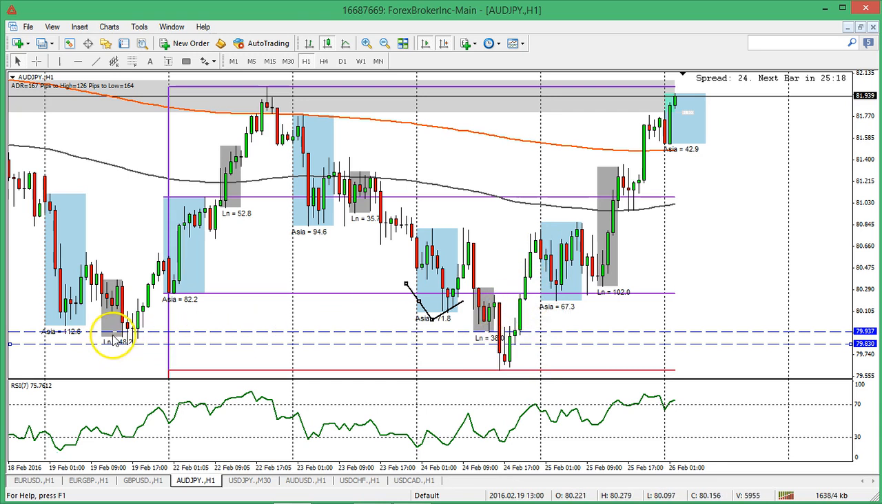So what did this tell me? Well, this low, it was tested, but the market got out of there real quick. So this might be a head and shoulders formation. And with that daily candle showing us a reversal pattern, you know, the chances that this is a bullish market now is very high.